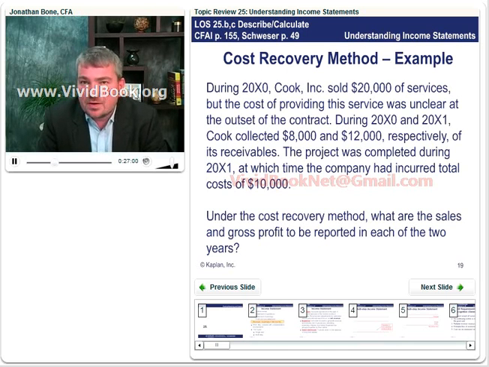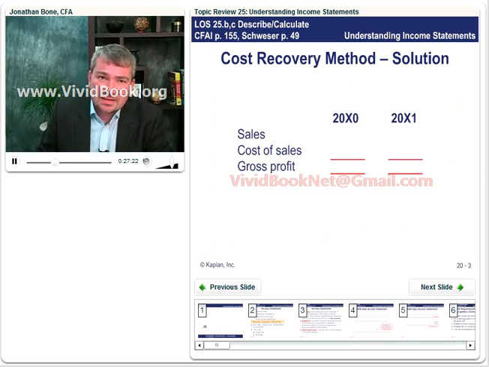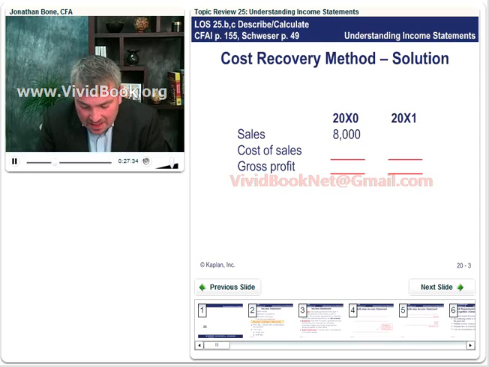Okay, so we didn't know the costs at the outset of the contract. Notice we've received $8,000 in the first year, $12,000 in the second year, exactly the same way as we did in our previous example. The project was completed during X1, at which time we'd incurred a total cost of $10,000. So let's have a look at the impact. We'll bring in sales exactly the same way as we did with the installment method, according to the cash we've received in each year. So $8,000 in year one. Now, in year one, we've yet to recover our full costs.